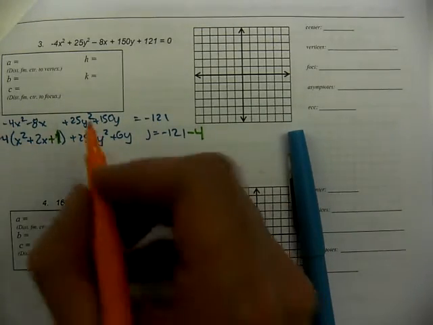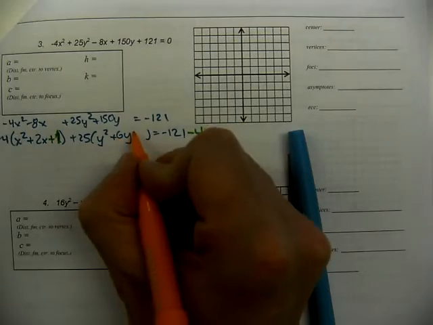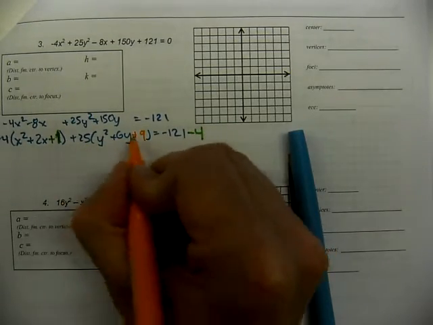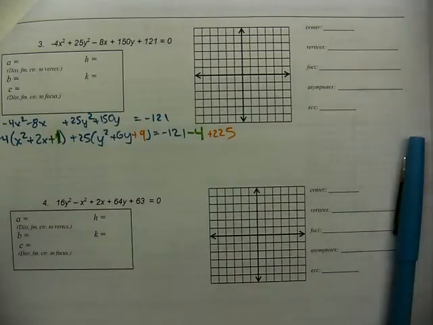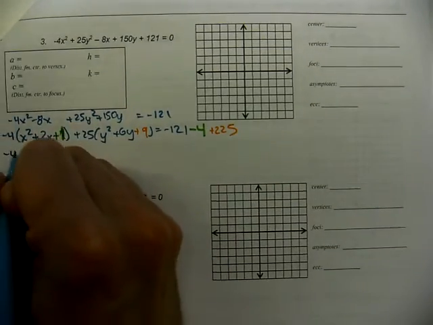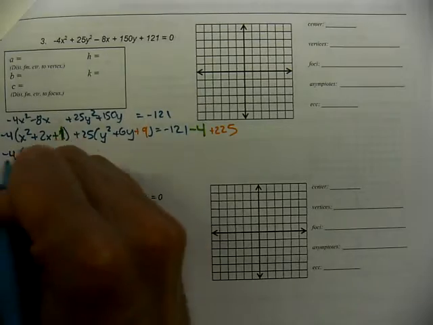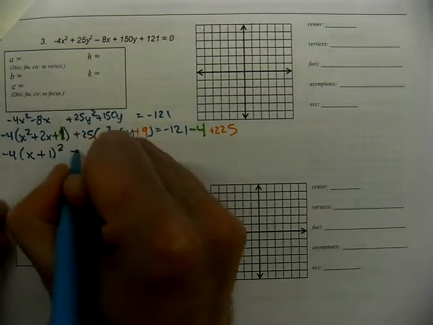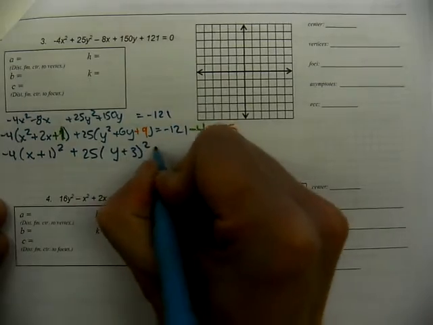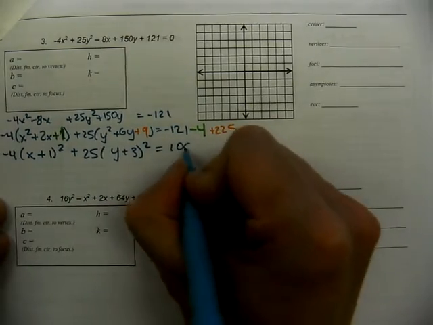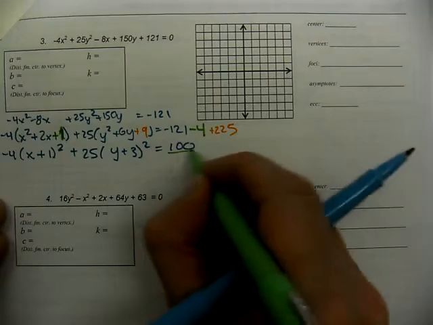And then with the y's, 6 over 2 is 3. Square that, it's a 9. So 25 times 9 is 225. All right, let's factor. So negative 4 in front, x plus 1 quantity squared, followed by positive 25 with a y plus 3 quantity squared. And the right-hand side turns into exactly 100. So let's divide everything by 100.